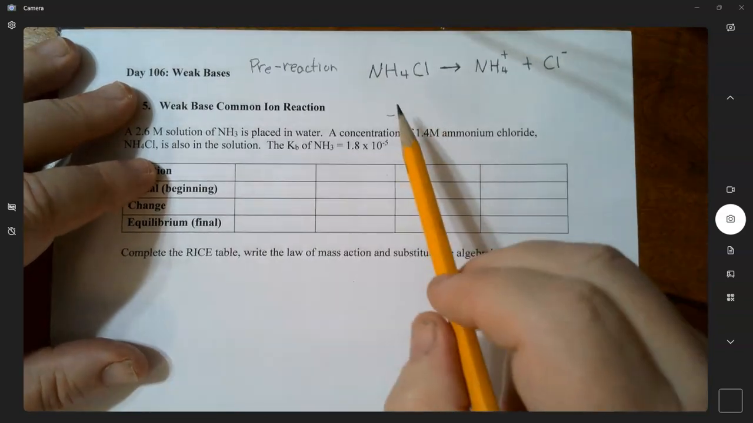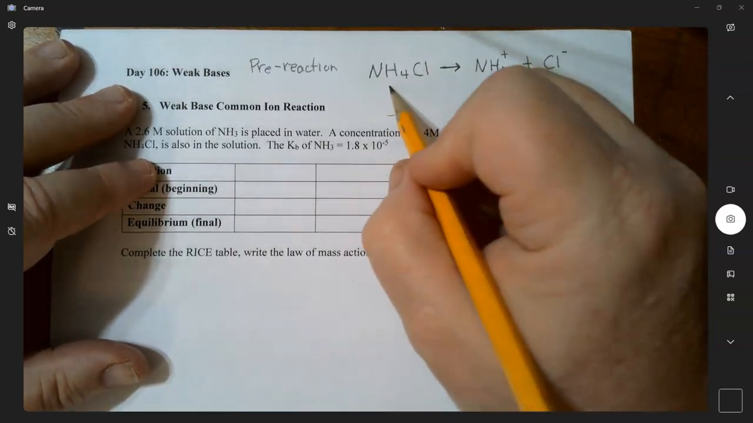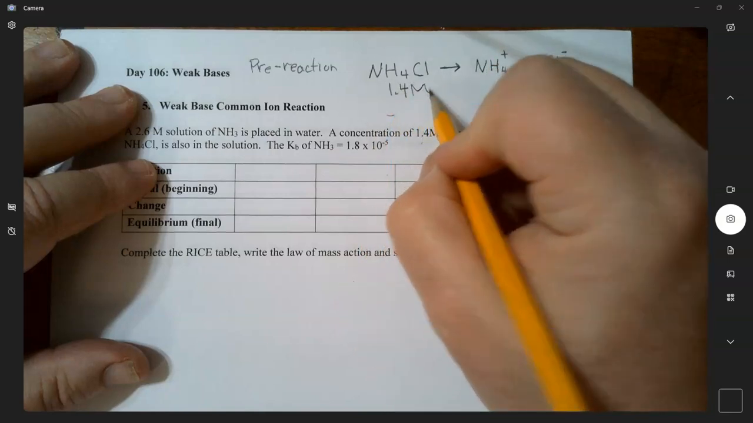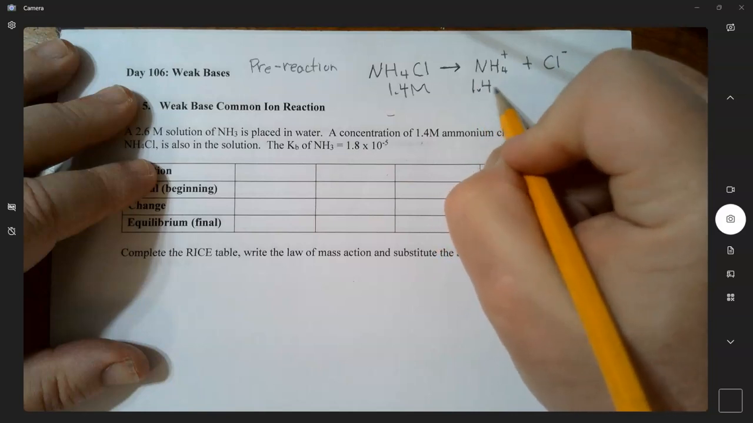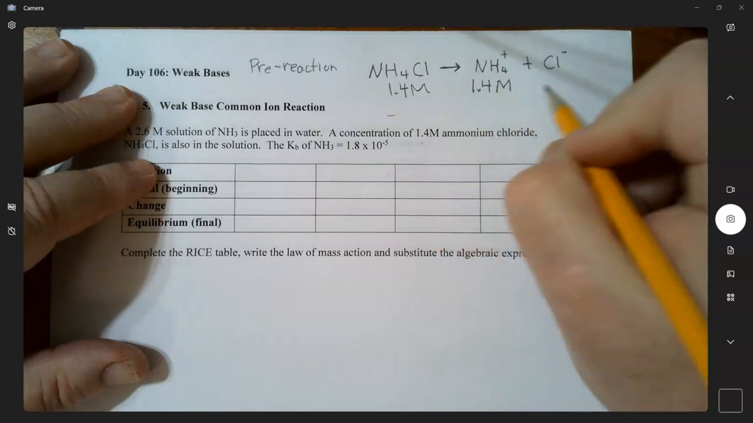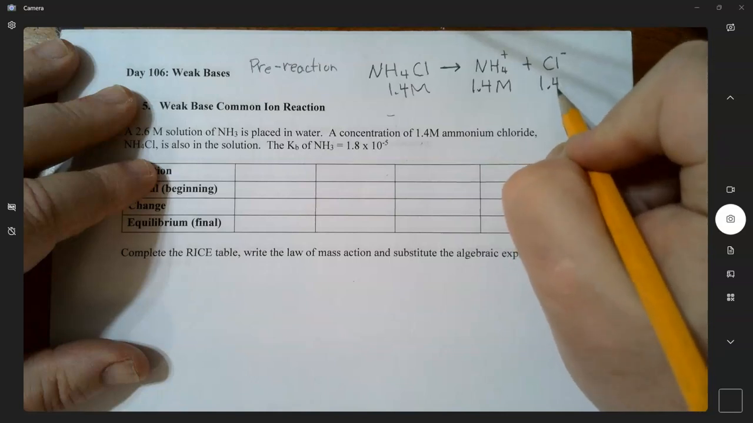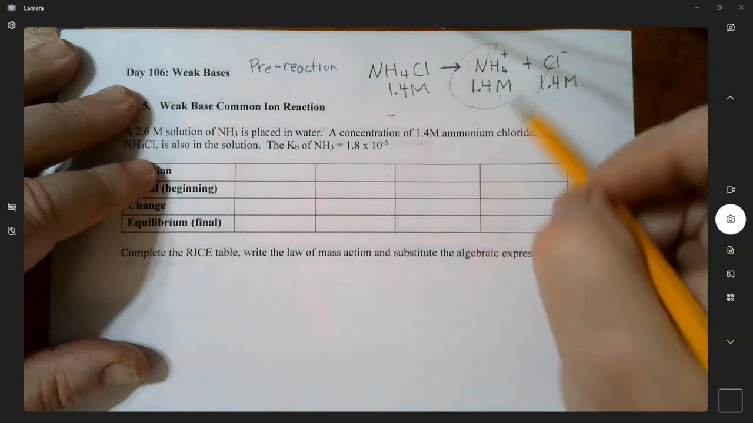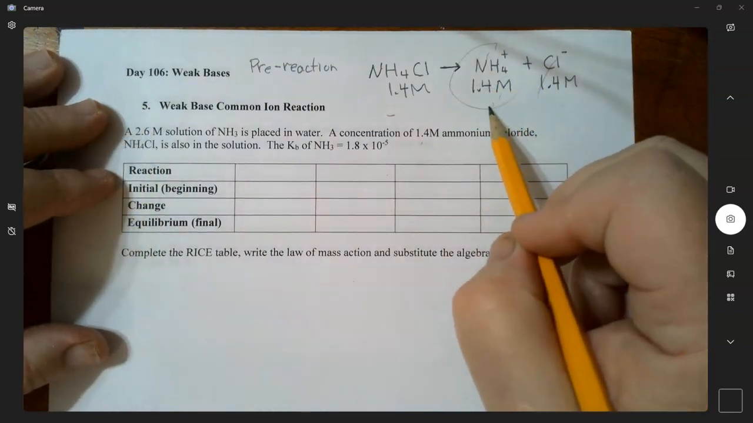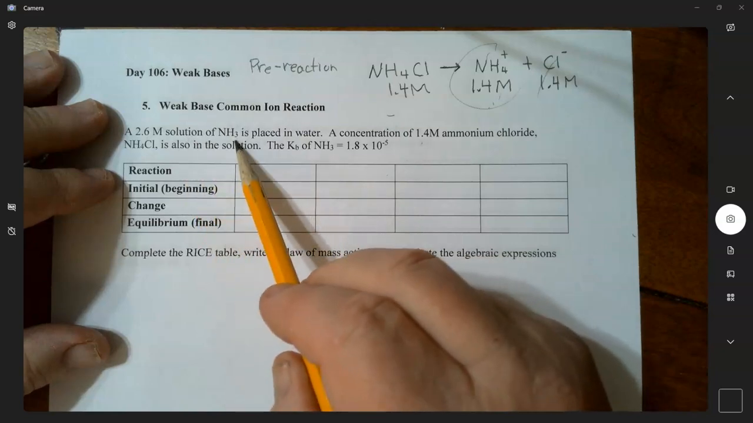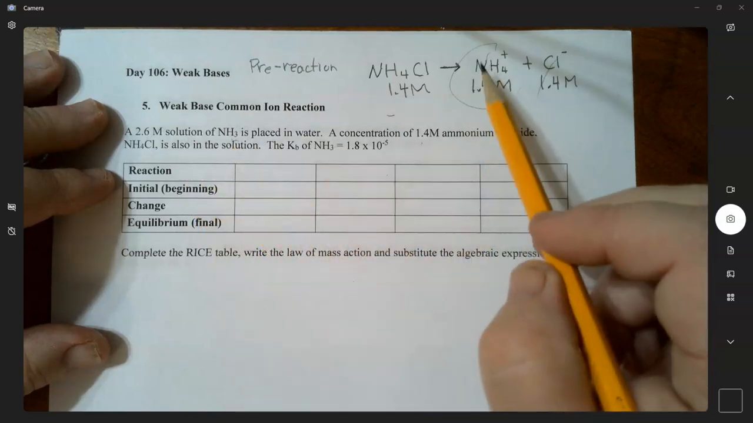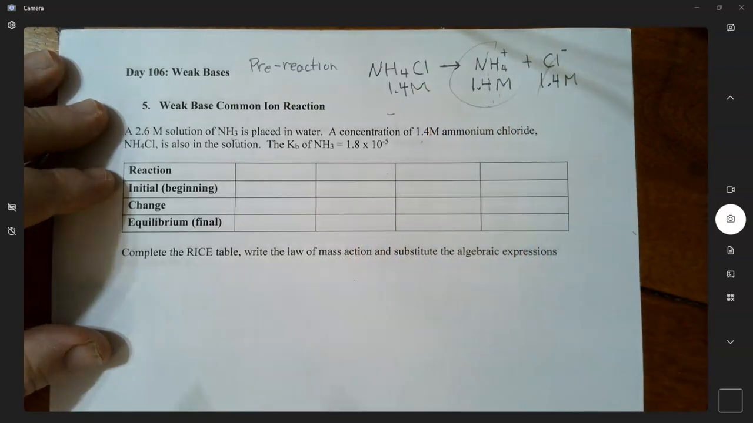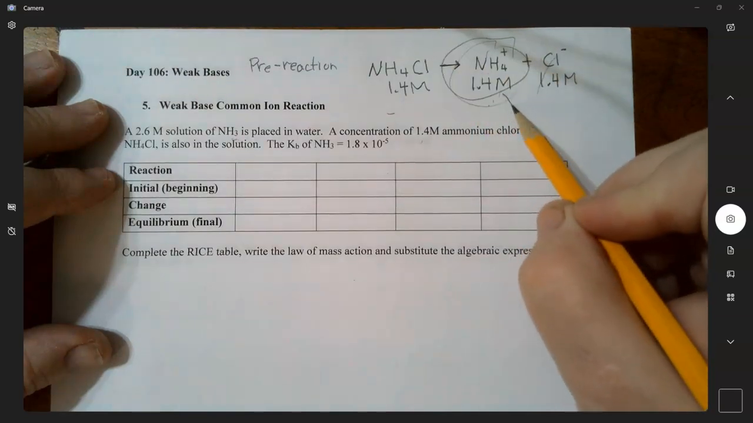Okay, so what we know is if we put 1.4 molar of this into the solution, we're going to end up with 1.4 molar of the ammonium and 1.4 molar of the chloride. Now we don't care about the chloride, it's a spectator. We care about this because it's the common ion of ammonia. So ammonia as a base produces ammonium ions, and this produces ammonium ions. So that's what we're interested in. That's going to go down here.